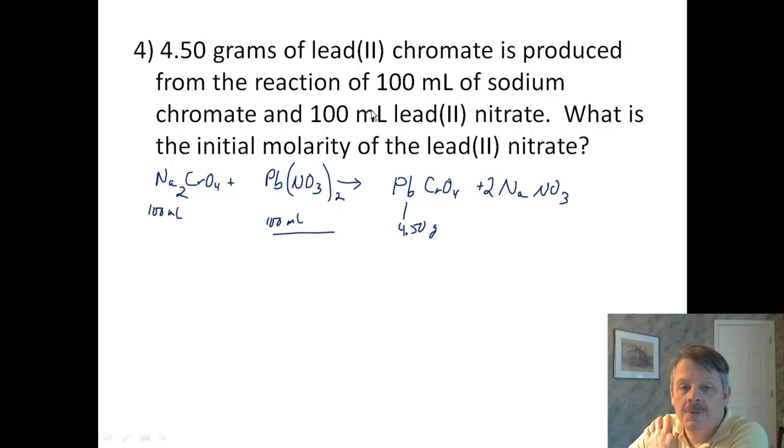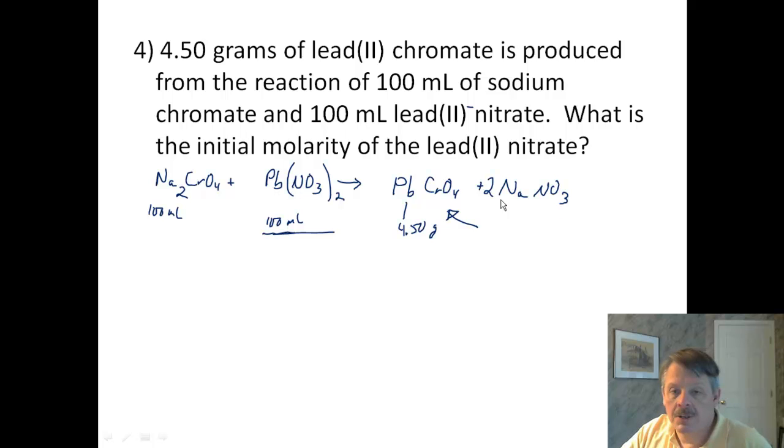Now I have to be careful. We're talking about the initial molarity of the lead nitrate, not when it was combined after with the sodium chromate, because we had 100 milliliters there. We're only dealing with the 100 milliliters of the lead nitrate. Okay, so what do we have to do? Well, we have to work our problem backwards, because we're given 4.5 grams of lead chromate. So we have to figure out how much lead chromate weighs.